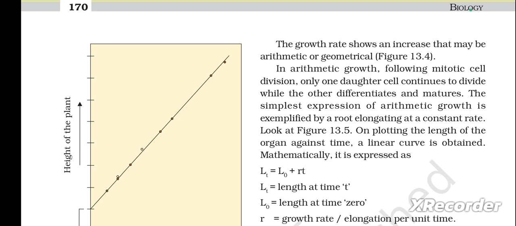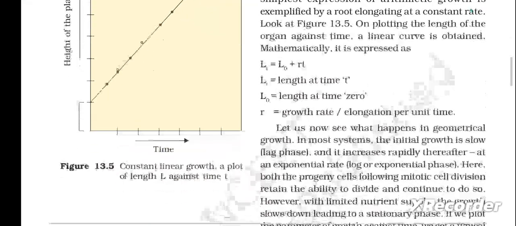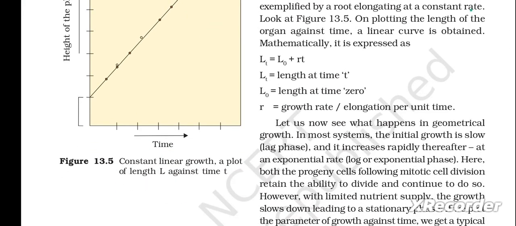In arithmetic growth, following mitotic cell division, only one daughter cell continues to divide while the other differentiates and matures. The simplest expression of arithmetic growth is exemplified by a root elongating at a constant rate. Look at figure 13.5. On plotting the length of the organ against time, a linear curve is obtained. Mathematically, it is expressed as Lt = L0 + rt. Lt is equal to length at time t. L0 is equal to length at time 0. r is equal to growth rate by elongation per unit time.